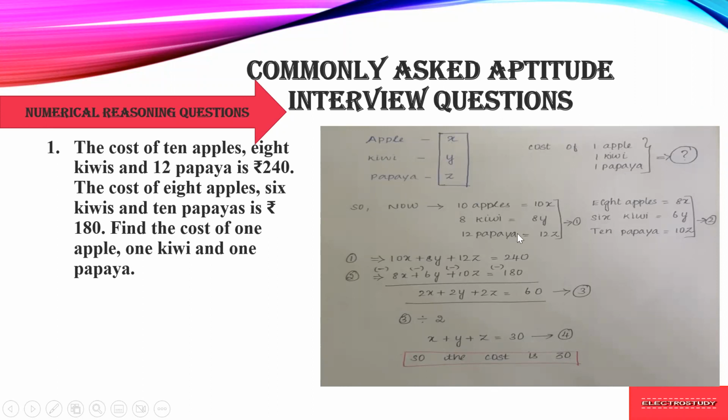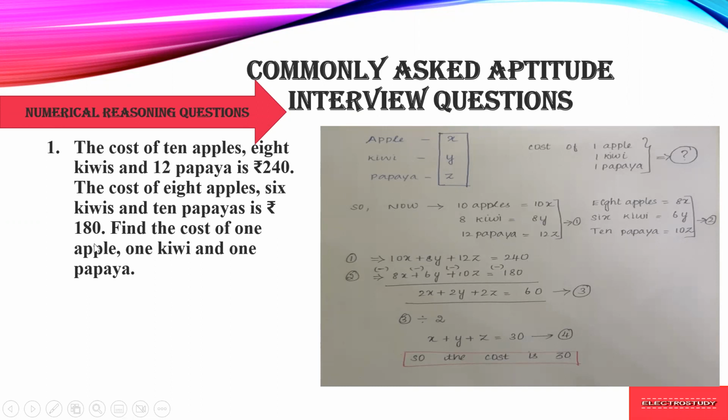They have given the price of 10 apples, 8 kiwis and 12 papayas. So see here, 10 apples is 10x, 8 kiwis mean 8y, 12 papayas mean 12z. So now one equation is being formed. All these together equal 240 rupees. So the equation is 10x plus 8y plus 12z is equal to 240.